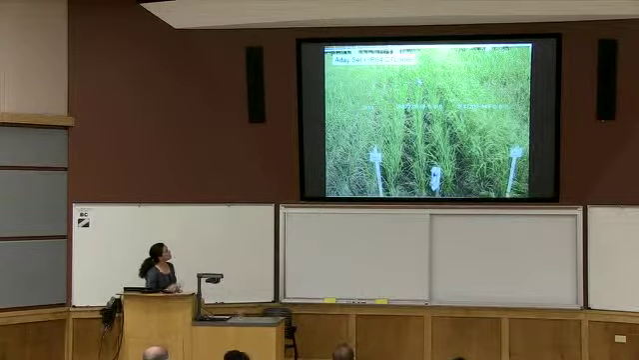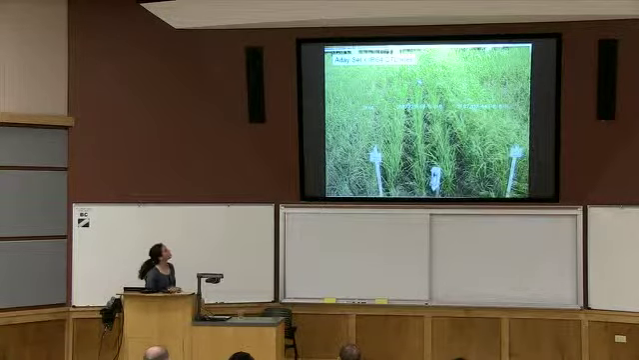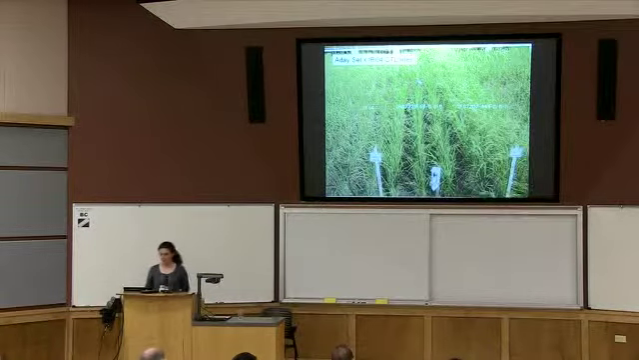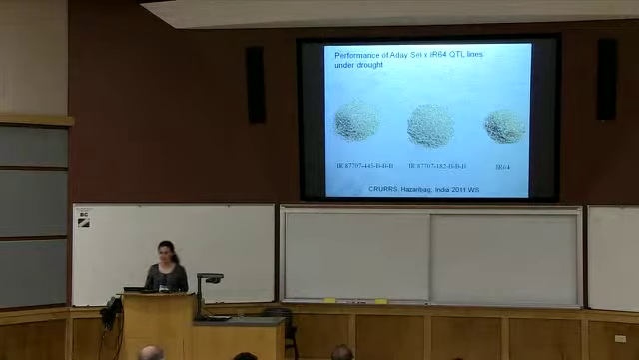You can see IR64. This is the recipient background. Again, very high yielding under well-watered conditions, but very drought susceptible. And this is one of the QTL lines. Actually, this one just has 2 QTLs. But you can see what a big difference there is in terms of yield under drought. And this is just a slide from one of our partner sites in Hazaribagh, India, conceptualizing the yield differences that they saw.